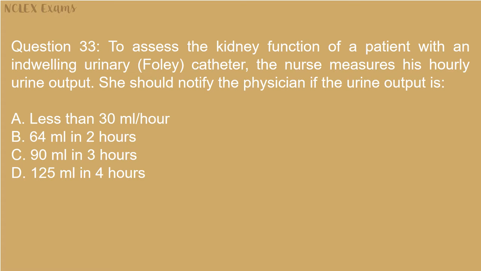Question 33. To assess the kidney function of a patient with an indwelling urinary Foley catheter, the nurse measures his hourly urine output. She should notify the physician if the urine output is A. Less than 30 milliliters/hour. B. 64 milliliters in 2 hours. C. 90 milliliters in 3 hours. D. 125 milliliters in 4 hours.